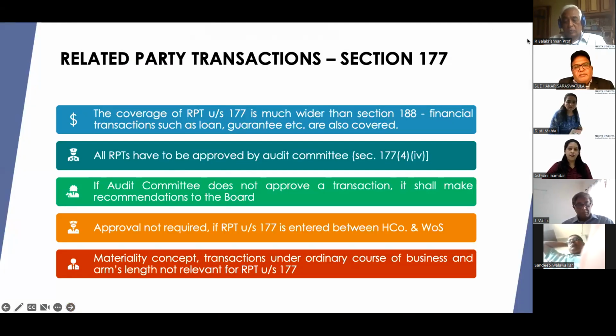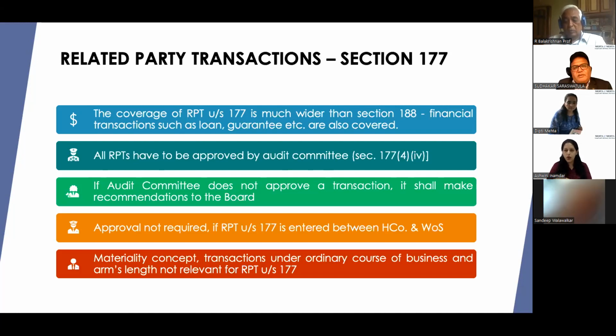So section 177 under Companies Act, the coverage is much wider than section 188, because transactions such as loans and guarantees are also covered. Then all RPTs have to be approved by the audit committee. So there is this concept of transactions with related parties. There is a related party transaction and there is a transaction with a related party. So wherever any transaction is being entered into with a related party, approval of the audit committee is mandatory. The terms of reference of the audit committee also state that all transactions with related parties have to be approved by the audit committee.